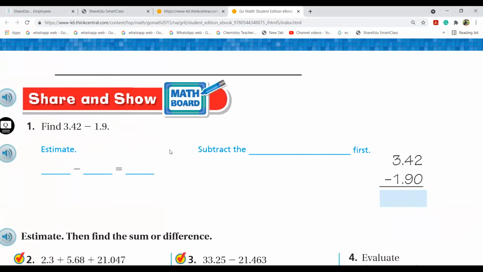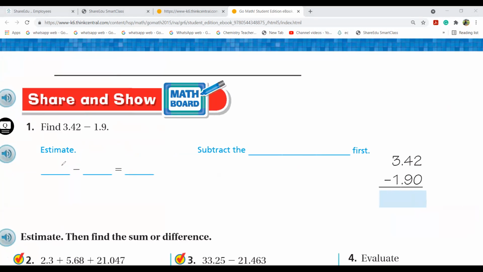Okay. Now see, you have estimate. Leave the estimate part, girls. We will just write 3. Just take a compatible number. 3 and 1, you get 2. Sorry, 3 minus 2, because it's 1.9, very near to 2. This is my compatible estimate. Even if you don't get this, don't worry. But subtract the hundredths first.